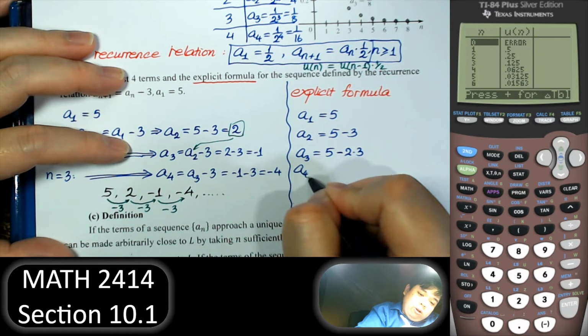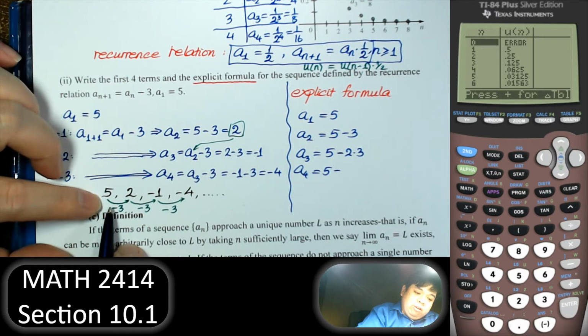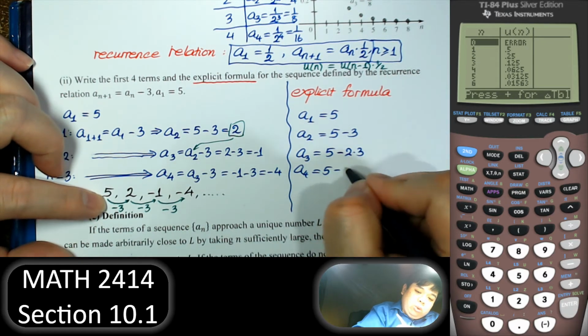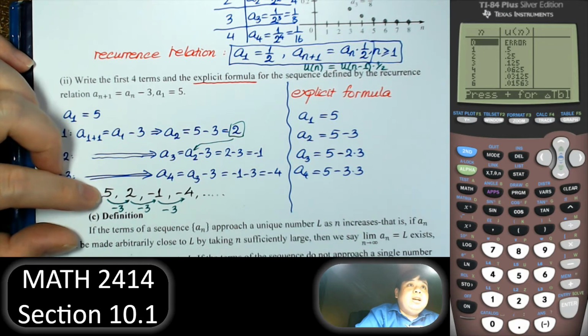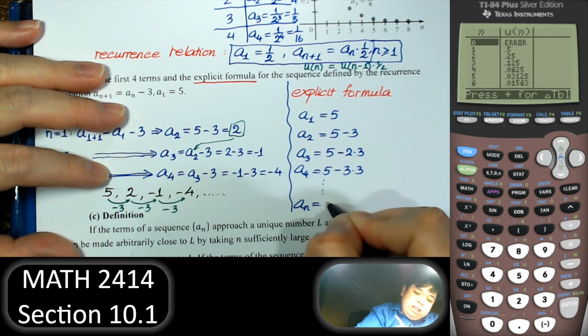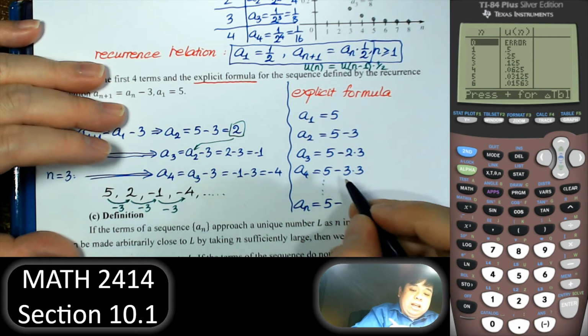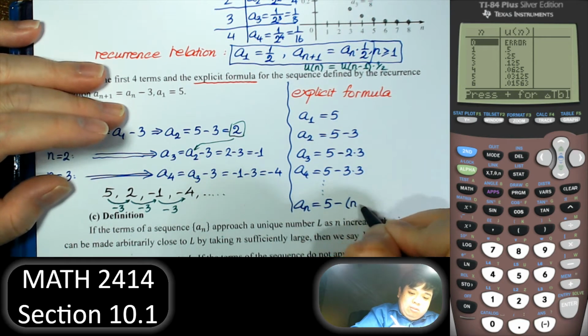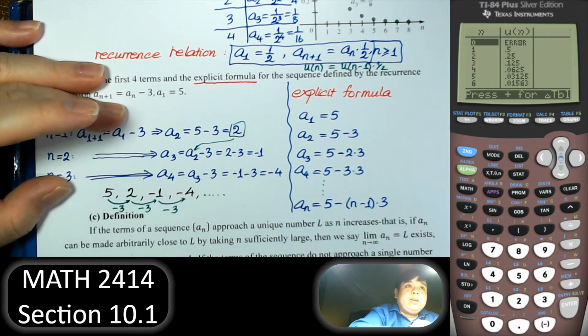And then a4, how many of -3? 1, 2, 3. 3 of the -3. And if this pattern develops, when we go to a sub n, it's going to start with 5, and we're going to have n minus 1 times 3. So think about that.